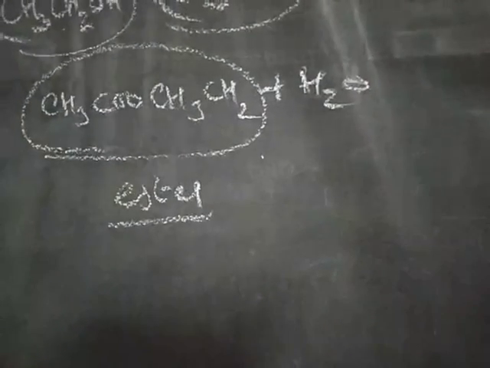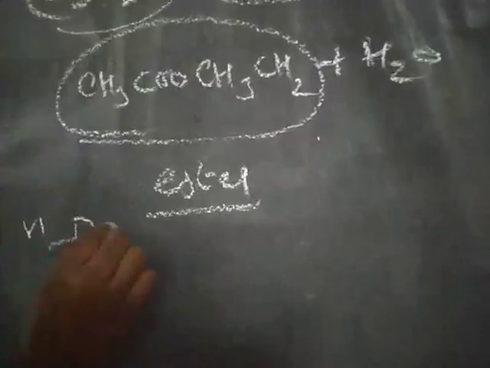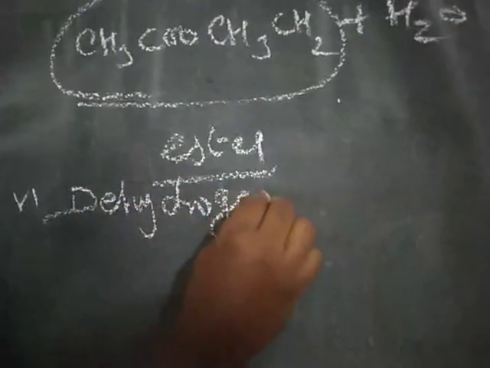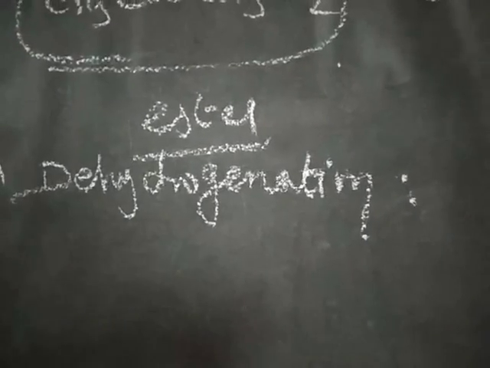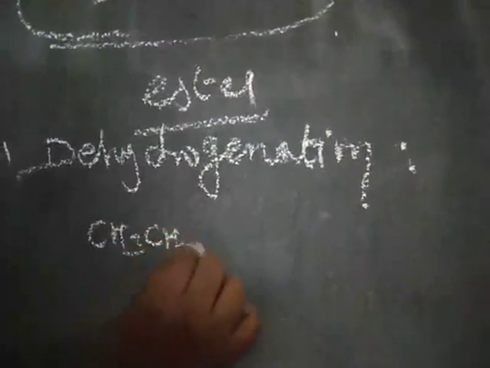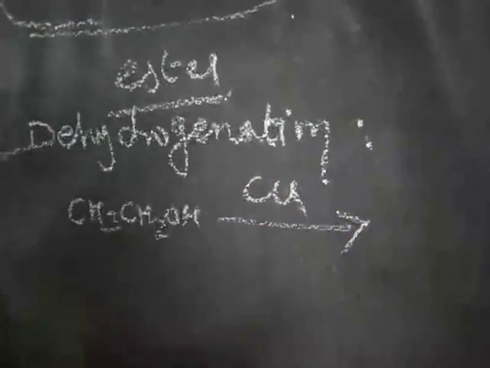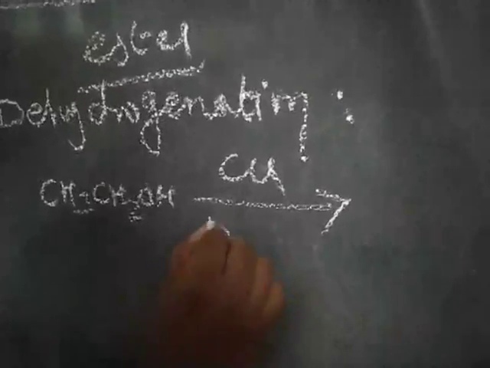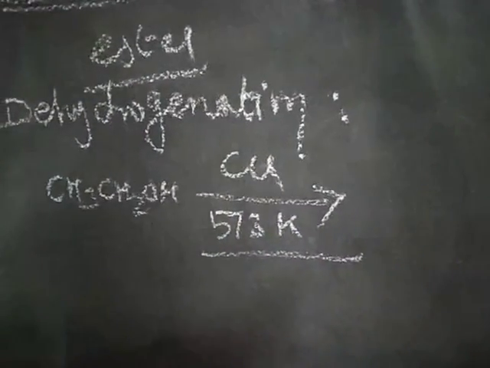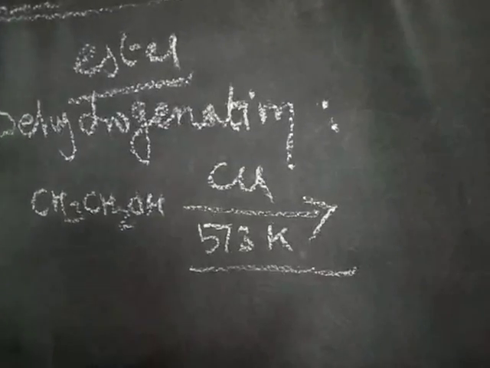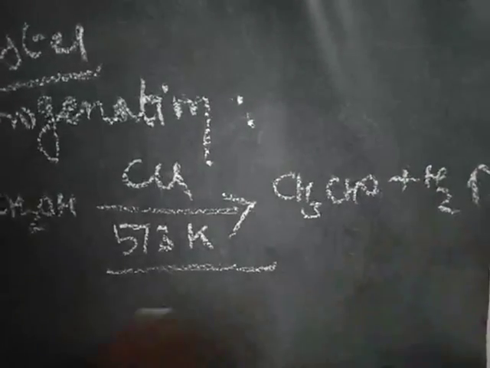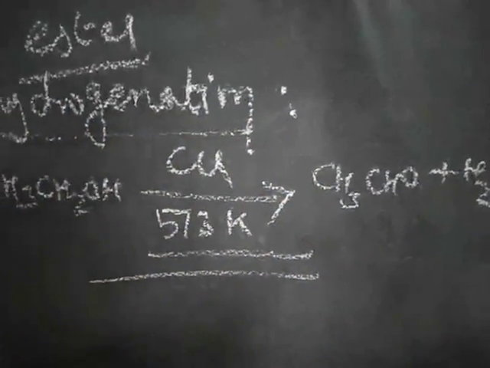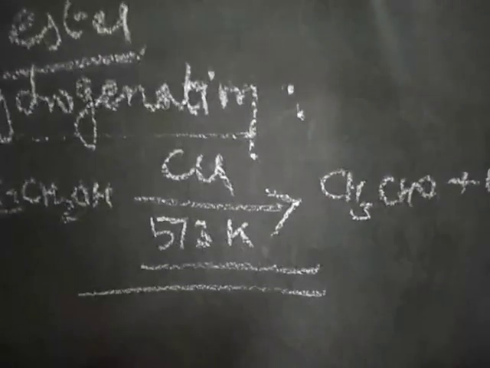Fifth one, dehydrogenation. When the vapor of ethanol is passed over heated copper at 573 Kelvin, it gives acetaldehyde and hydrogen gas. Dehydrogenation means removal of H2.